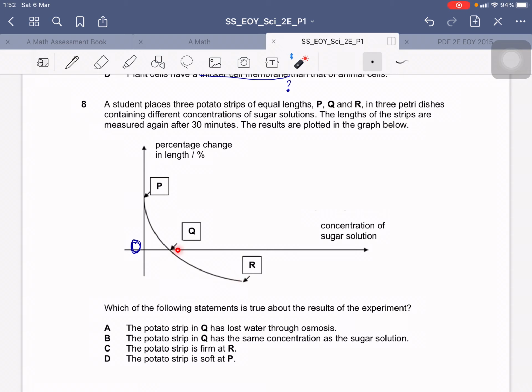So over here, for Q, if there's no change, that means the concentration of the solution is equal both inside Q and outside Q. So we can straight away say that the answer is B, because they say the potato strip in Q has the same concentration as the sugar solution. So there's no net transfer of water in and out of Q. So the change in the length will also be 0.